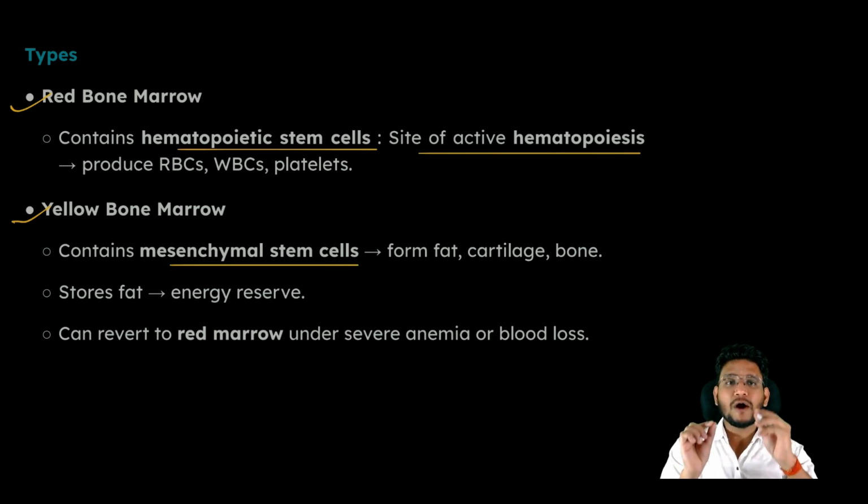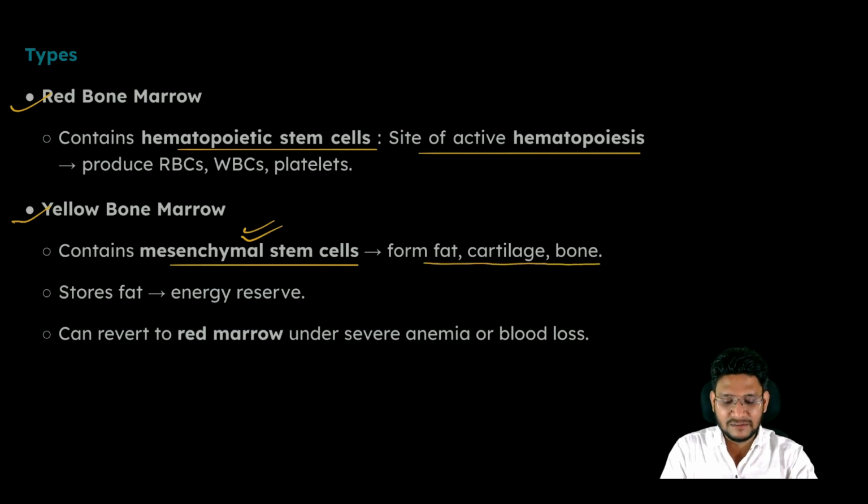Okay, the hematopoietic stem cells are present in red bone marrow. They have the capacity to produce blood cells: RBC, WBC, and platelets. That's why red bone marrow is the active site for hematopoiesis, while yellow bone marrow contains mesenchymal stem cells, and these stem cells are going to form fat, cartilage, bones.